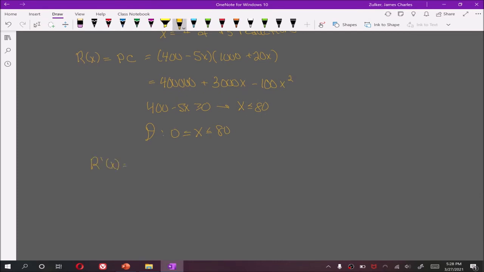R prime: 3,000 minus 200x equal to 0 and solve. We get that 3,000 would equal 200x, or that x itself is equal to 15. R double prime of x is simply negative 200, which means that R double prime of 15 is less than 0, which means 15 results in a max by the second derivative test.